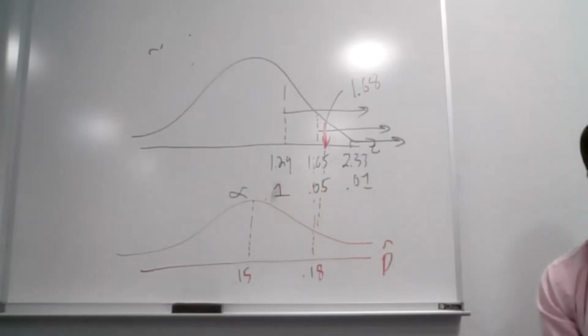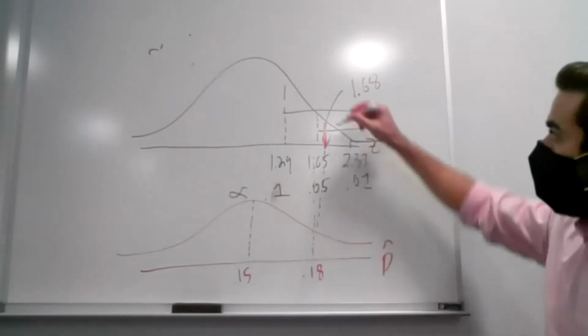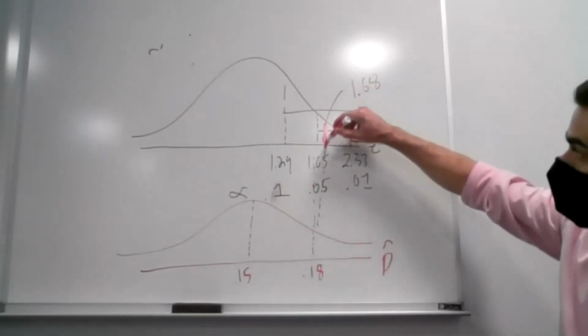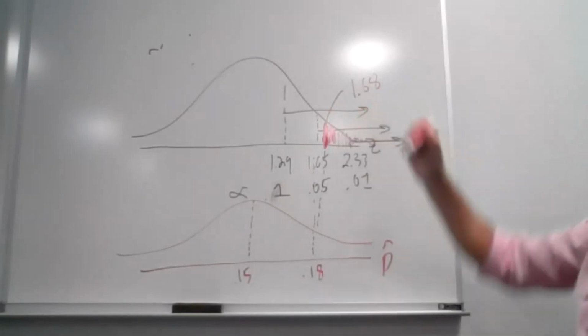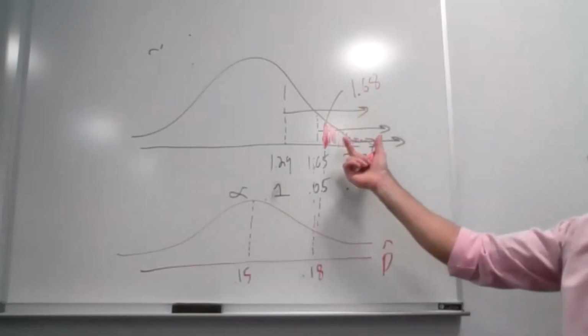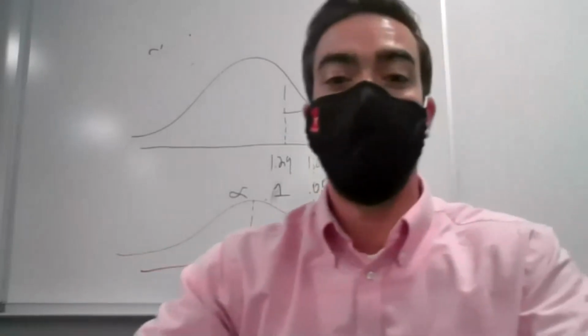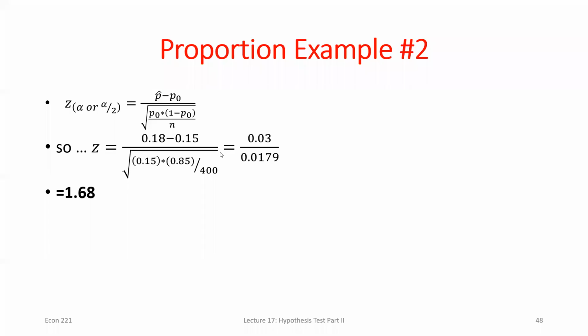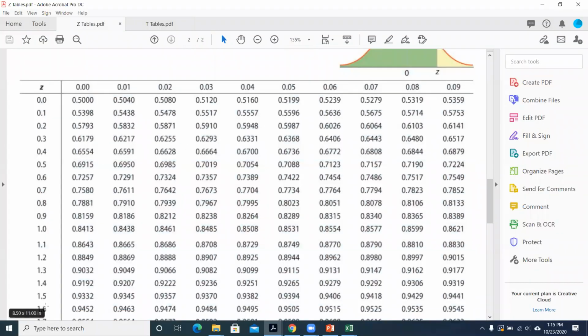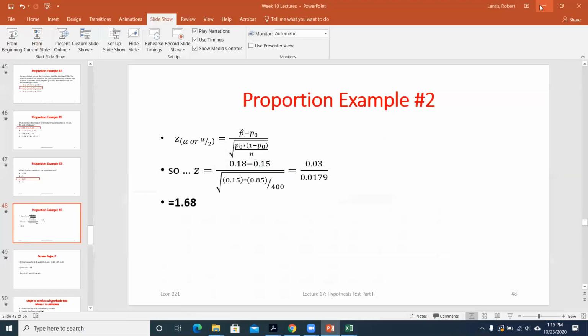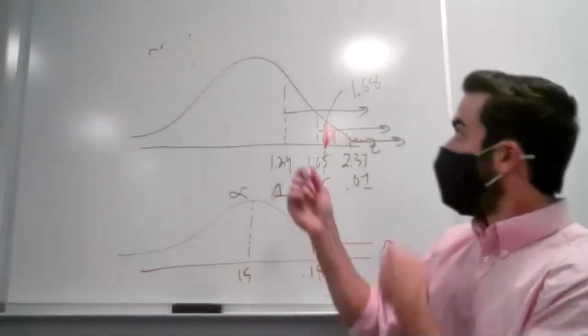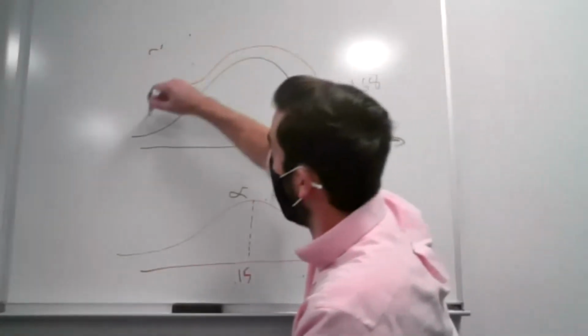Now, what could I have also done? I could have also taken my test statistic of 1.68 and found the p-value, right? That red area kind of representing my p-value. Hopefully, I get the same rejection decisions if I do that. So let's look up 1.68 on our table. So 1.6, go over to 8, 0.9535, right? The table always tells me the area to the left.